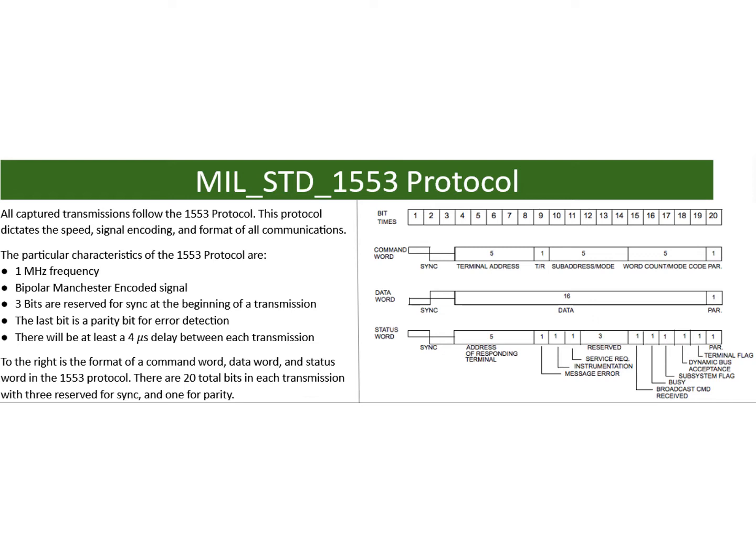There are 3 different kinds of words that are used amongst the 1553 protocol, and that's a command, data, and status word. Between these different transmissions, there would be a 4 microsecond delay, which shows how fast the protocol actually works. In total, there's 20 bits per transmission, and it's used for communicating to different remote terminals amongst the entirety of a jet or other avionics equipment.